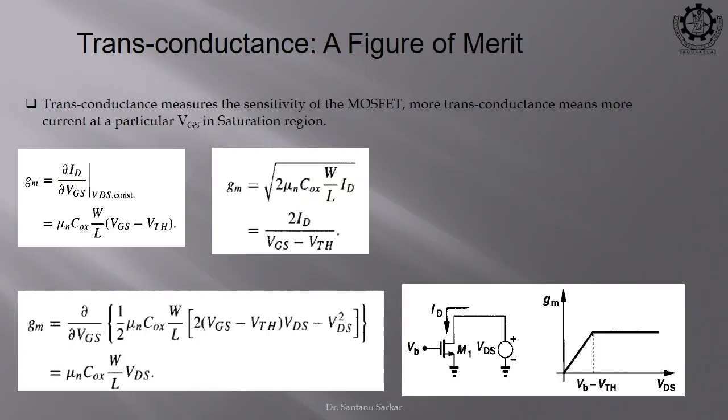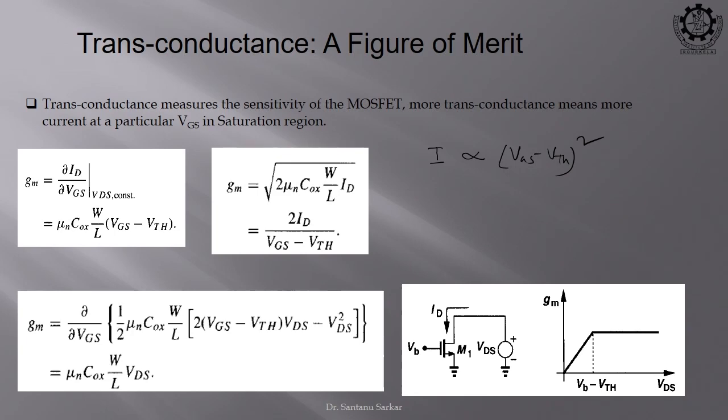Now, this is transconductance, another figure of merit that we often use to express the strength of the transistor. Okay. So, if you see this, in saturation your current is a function of VGS minus VTH whole square, right.